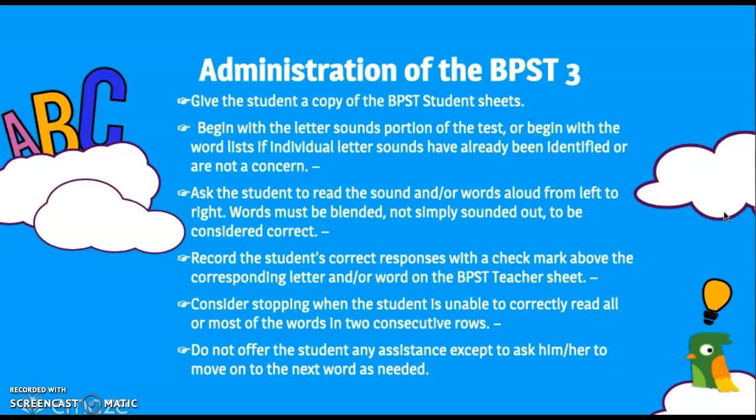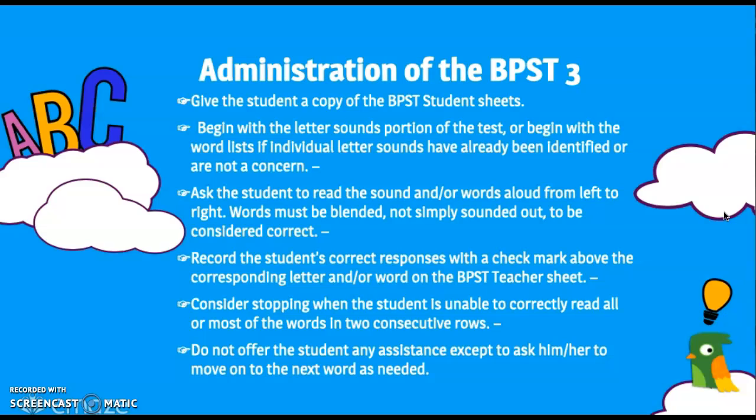You can ask the students to read the sounds and/or words aloud from left to right. The words should be blended and not simply sounded out, so you should be really looking for that they're blending the sounds correctly. You'll record the students' responses with a check mark above the corresponding letters and/or sounds on the teacher's scoring sheet.